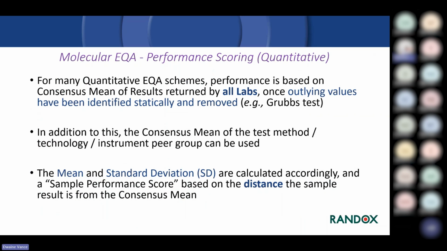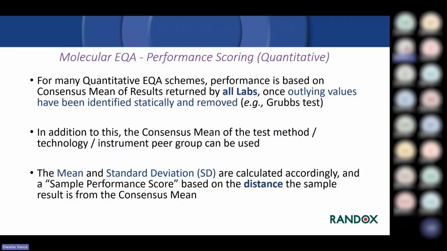So with regards to quantitative assessment, for many quantitative EQA schemes, performance is based on the consensus mean of results returned by all labs. Once the outlier values have been identified statistically and removed, and such statistical examples could be the application of the Grubbs test. In addition to this, the consensus mean of the test method and our technology or instrument peer group can be assessed. So what is the consensus mean overall with regards to commercial assessment or in-house PCR tests? And what does the consensus mean within your particular peer group based on the method that you have used?